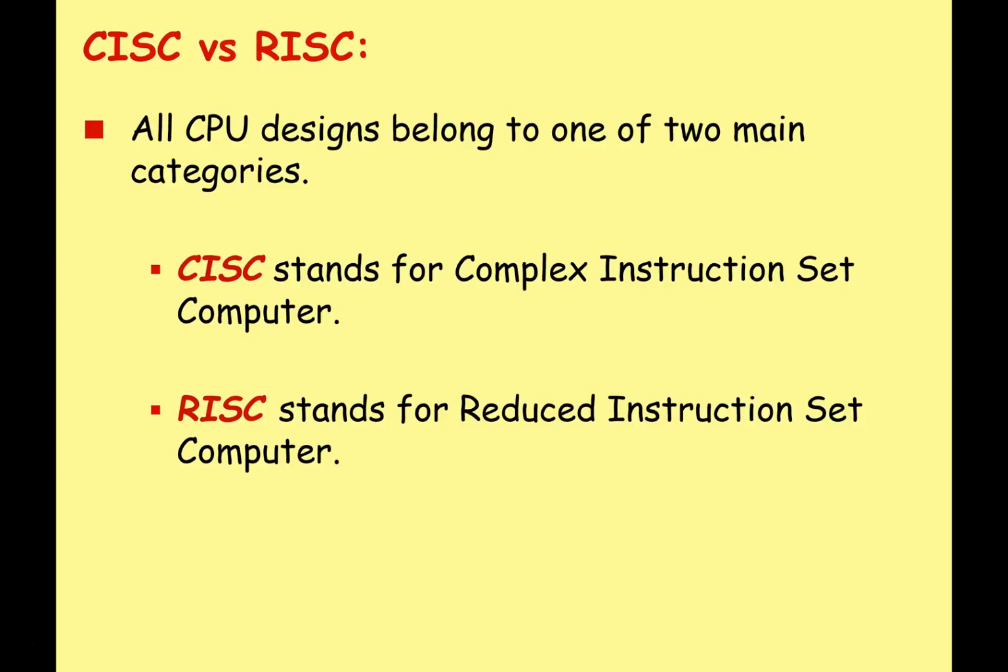All CPU designs belong roughly to one of two main categories. So we've got CISC and RISC. CISC stands for Complex Instruction Set Computer. RISC stands for Reduced Instruction Set Computer.